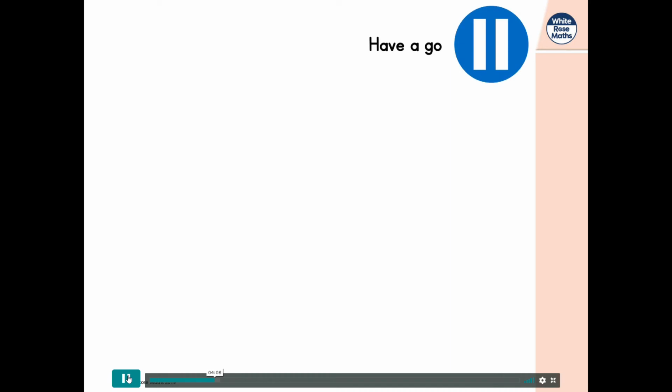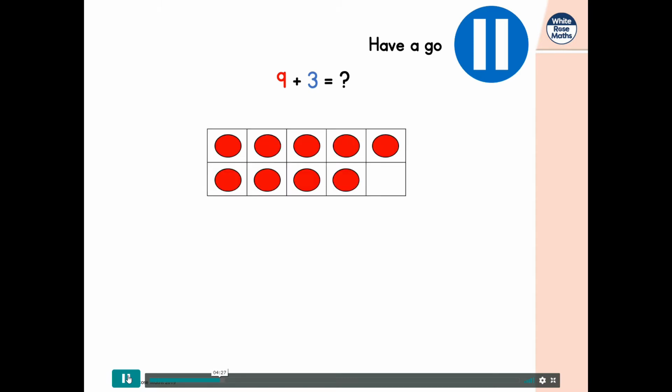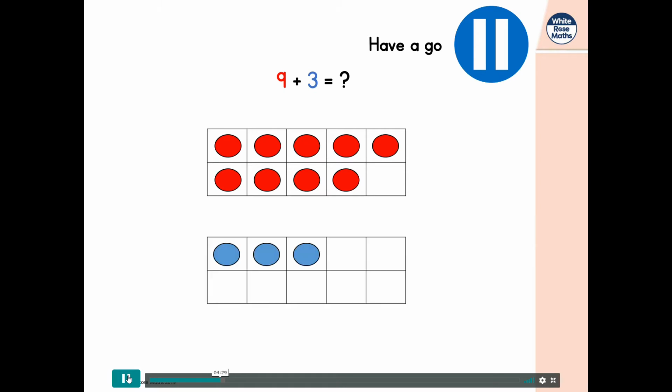Okay, I'm going to give you another question, and I want you to pause and have a go. You're going to try the making 10 strategy. Here's your question. 9 plus 3 equals something. And I'm even going to give you the 10 frame with 9 and another 10 frame with 3. Pause here and have a go. How can you use the making 10 strategy to figure out the answer to 9 plus 3?